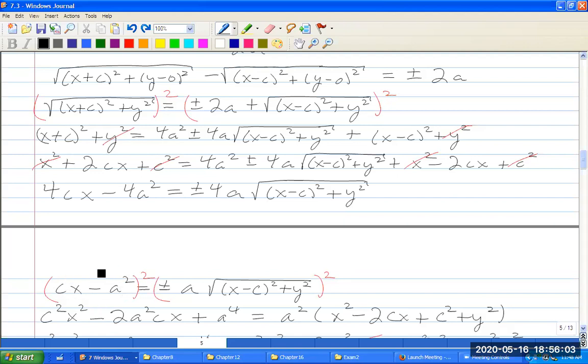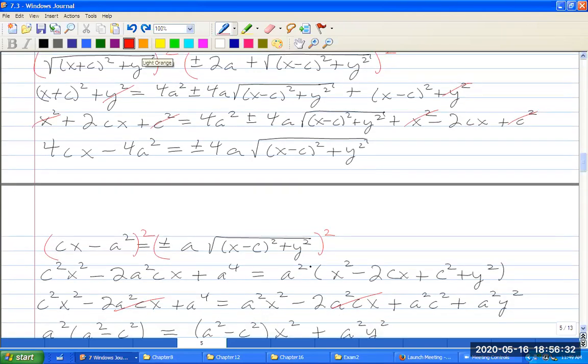So let's multiply this out. By the special product formula, I get c squared x squared minus 2 times a squared times cx plus a squared squared, which is a to the fourth, equals, again, this was a squared. Let's multiply this out. So I get x squared minus 2cx plus c squared plus your y squared. Multiply the a squared inside the parentheses. So I get a squared x squared minus 2a squared cx plus a squared c squared plus a squared y squared. The 2a squared cx terms cancel.